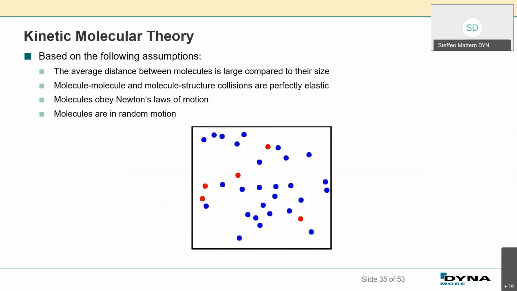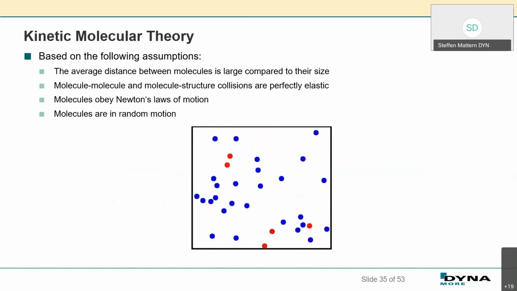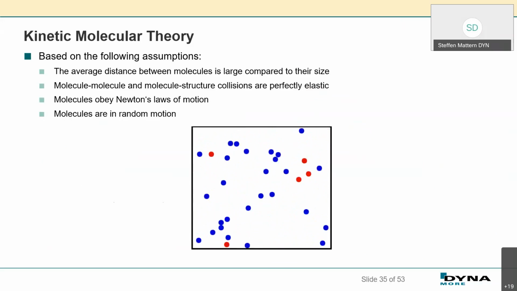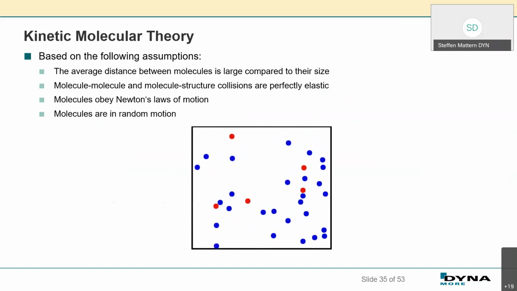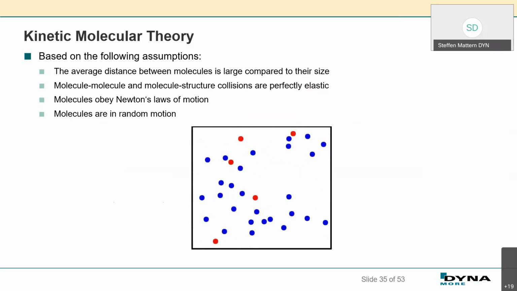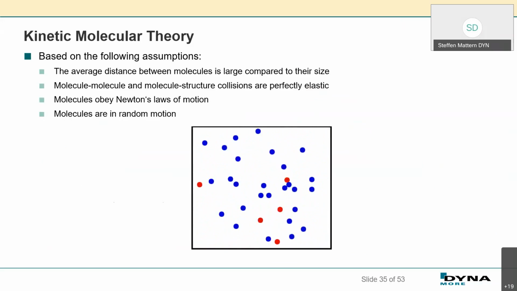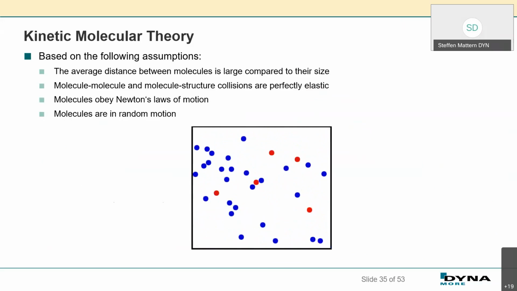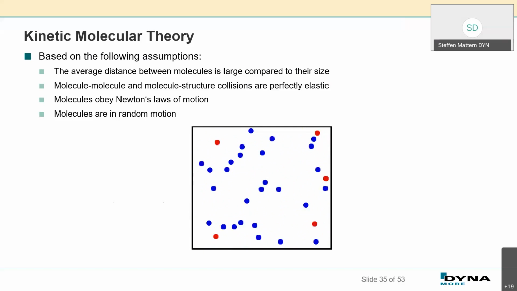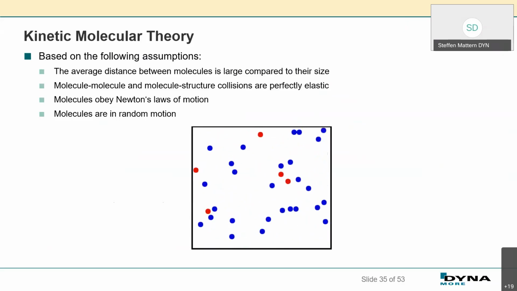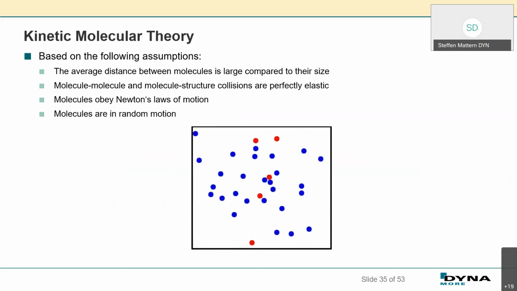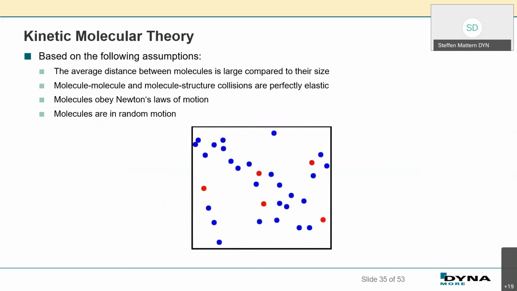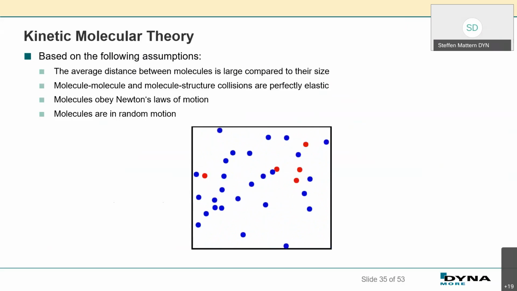The kinetic molecular theory is based on different assumptions regarding the size, the motion, and the interaction of molecules making up a gas. These assumptions are: the distance between the molecules is assumed to be large compared to their size. In other words, there are only a few molecules in a control volume surrounded by a lot of nothing. Collisions are assumed to be perfectly elastic. Molecules obey Newton's laws of motion, and molecules are in random motion. Once again, these are the assumptions of the kinetic molecular theory. This has nothing to do with LS-DYNA. This was theoretically available way before LS-DYNA.